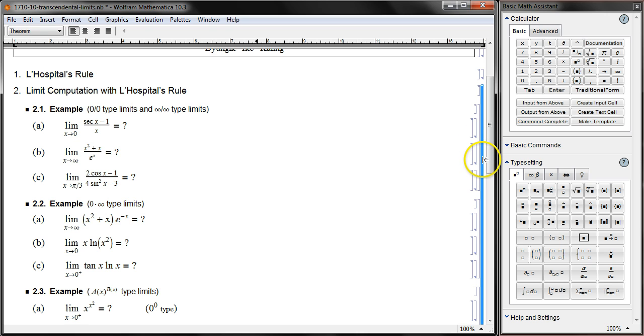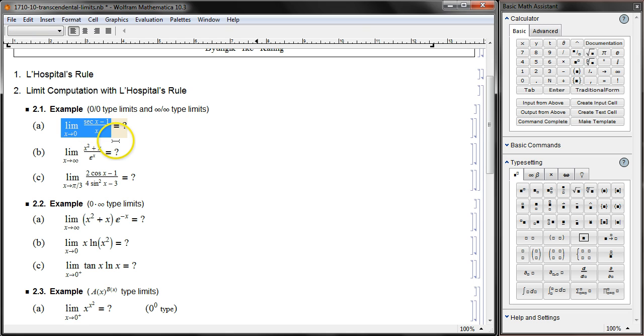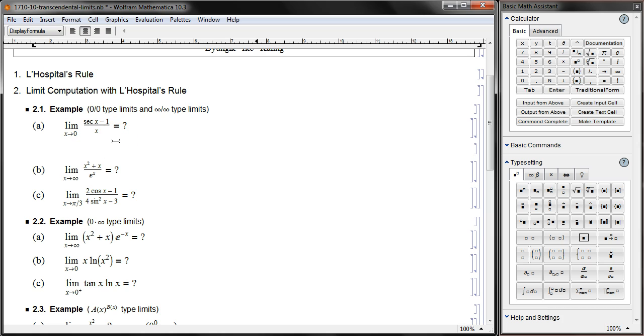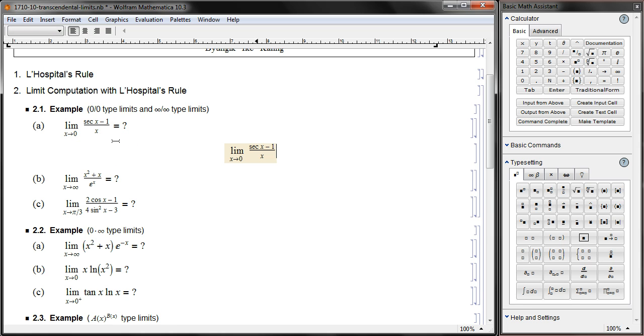Okay, let's do some exercises. How about this problem? This is going to be a very simple problem, and let's do it. How do you calculate this limit? Well, this is a 0 over 0 type limit. Denominator is going to 0 clearly, and numerator is going to 1 minus 1. Secant of 0 is 1, so this is also a 0 over 0 type limit. So we can apply L'Hopital's rule.